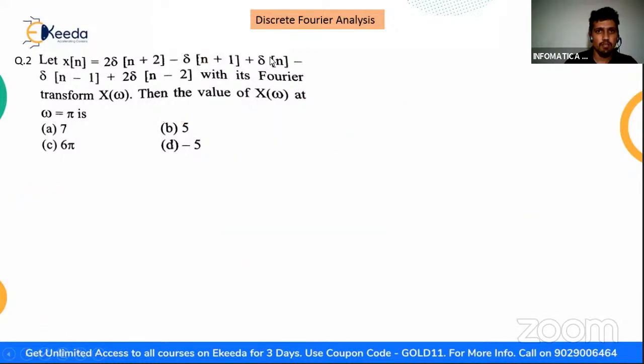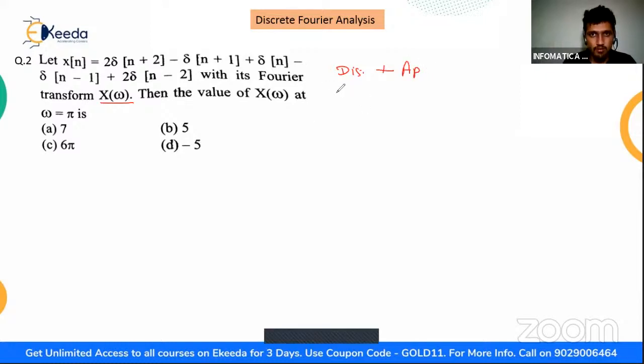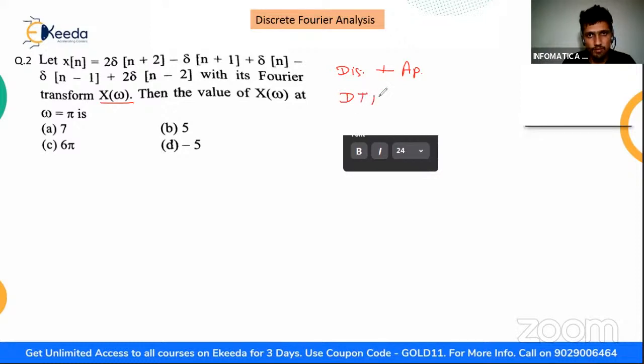In the second question, they have given a discrete signal, and they have mentioned that its Fourier transform is given by X of omega. So first we will find the discrete time Fourier transform, because this is a finite duration discrete time signal. So basically this is discrete plus aperiodic. So we will use the discrete time Fourier transform.